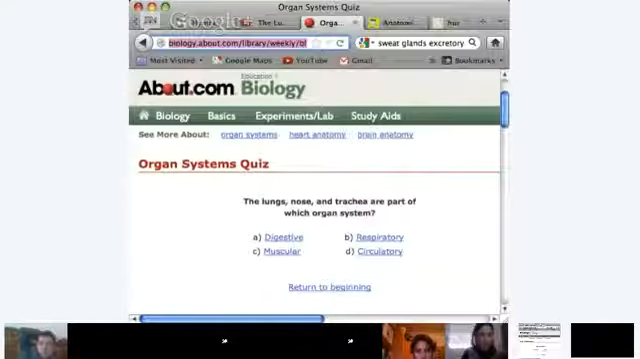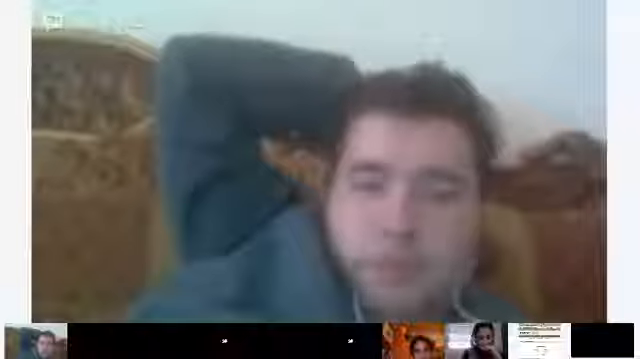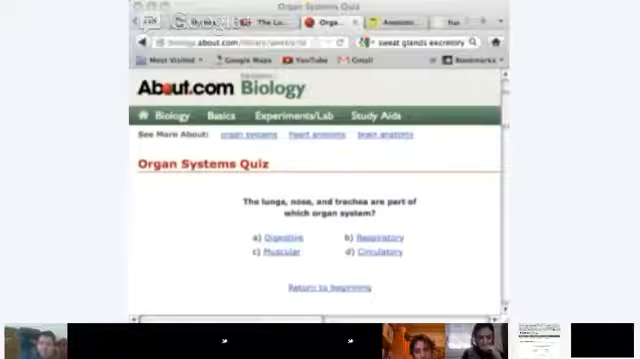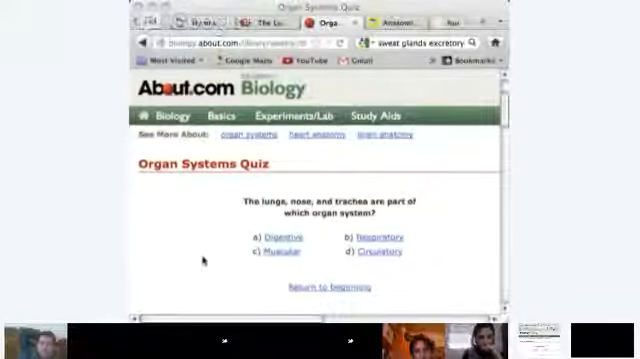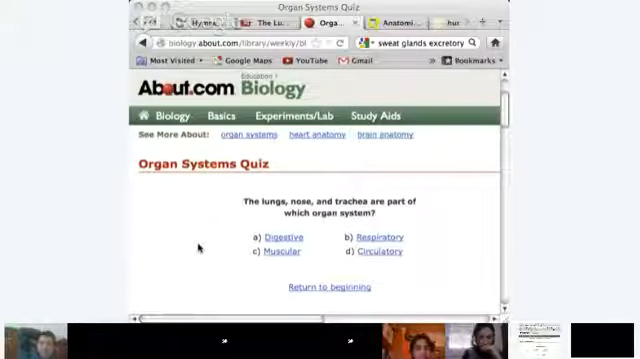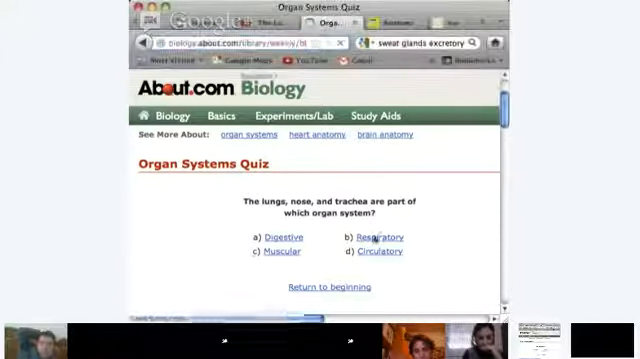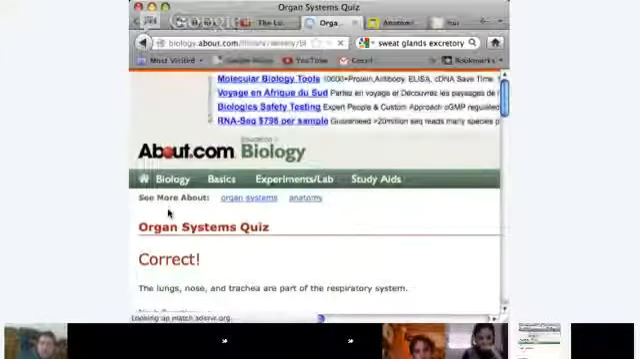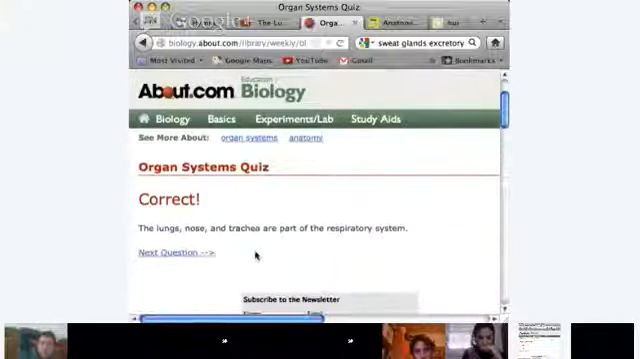Number 1 says, the lungs, nose, and trachea are part of which organ system? Respiratory. Good. Respiratory system. They're part of the respiratory system. Choice B. Excellent. They all help us breathe, so they're all part of the respiratory system.